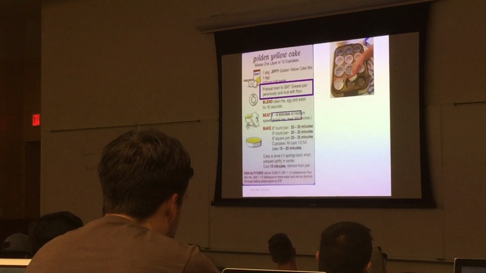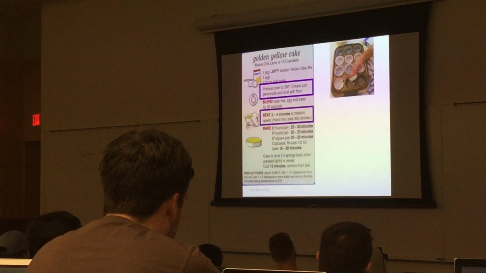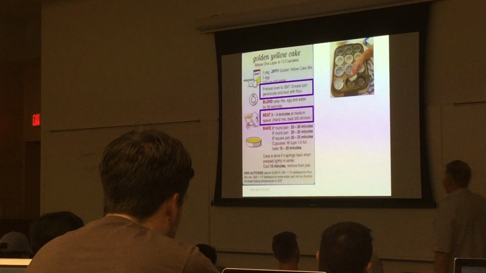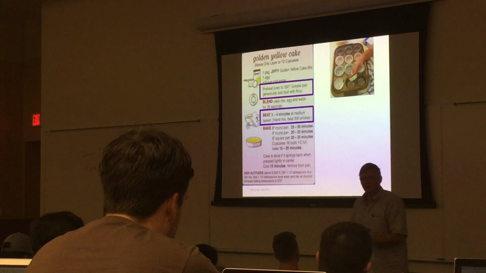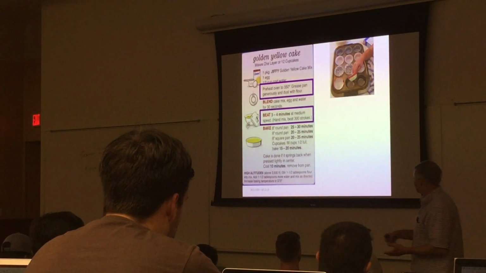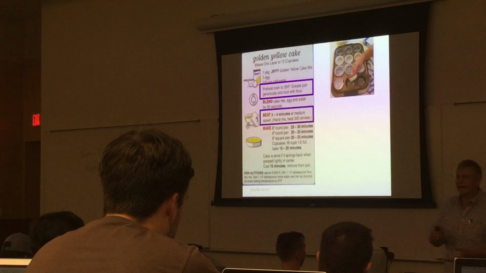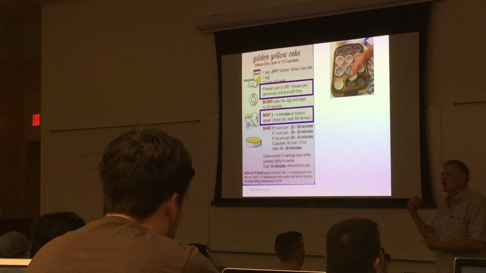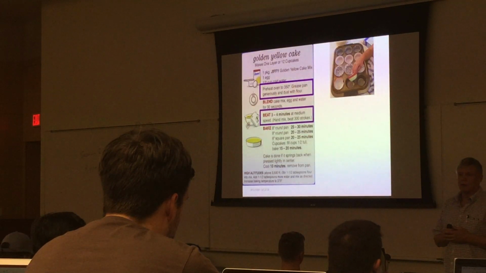I like this next one here. Beat 3 to 4 minutes at medium speed. I'm sorry, hand mix 300. I'm not doing this. I'm not. And what happens if I'm hand mixing and I get to 299 and stop? Is my experiment failed? What's the purpose of that step?